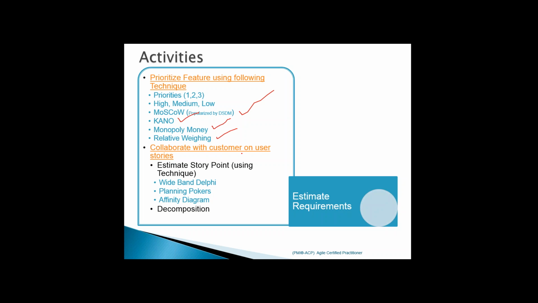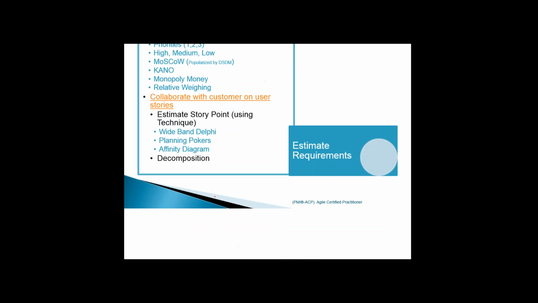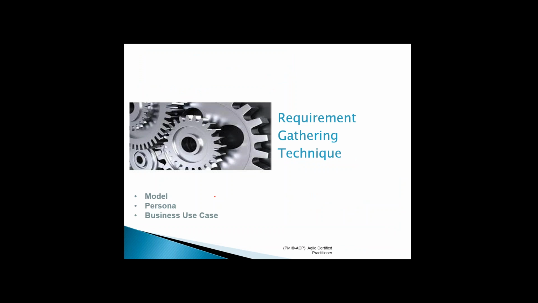We also collaborate with the customer on user stories. We estimate the story points using relative weighing or planning poker techniques, right? You can do a wideband Delphi to do that. All these are the various techniques. We will do a deep dive now, so just hold on. First, let us discuss the requirements gathering techniques. There are majorly three requirements gathering techniques. One is model, another is persona, and the third is business use case.